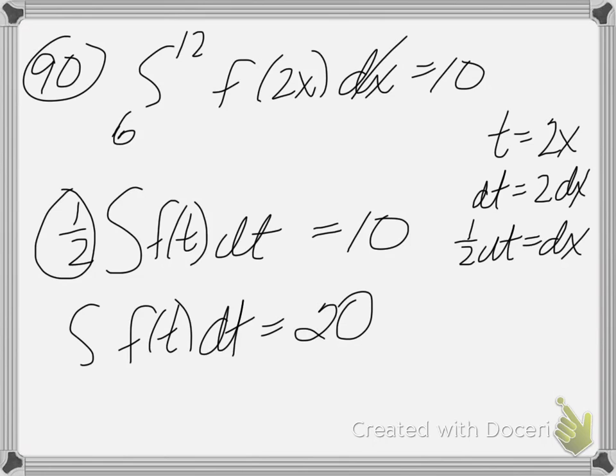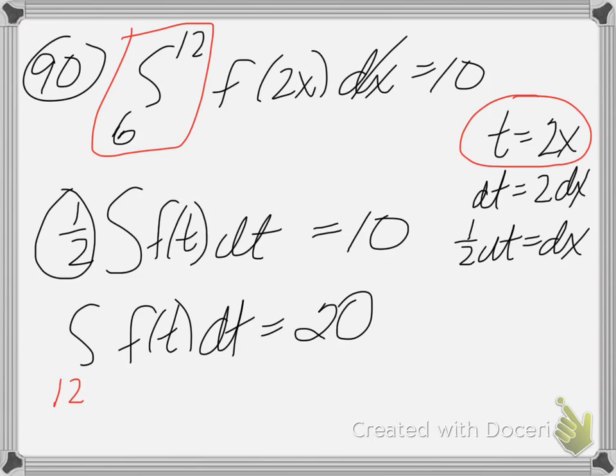And of course, if you look at choice D, it matches that exactly with the limits from 6 to 12. But here's where it's kind of a little ridiculous. They're doing this on purpose to trick you. These were your limits. Those were your x values from 6 to 12. But you just used a substitution to say that t is twice the amount of x. So you actually have to change this to 12 and 24. And that was choice B.